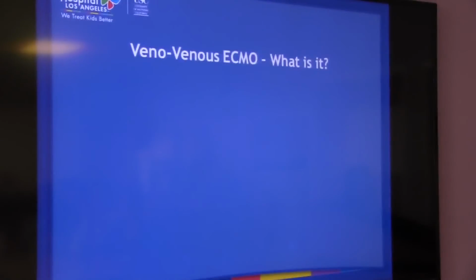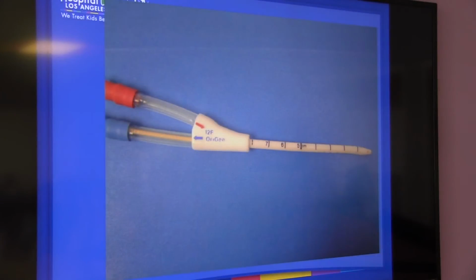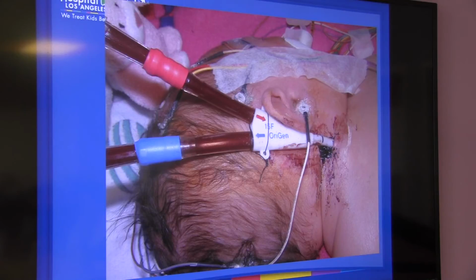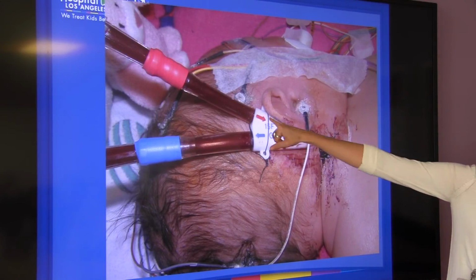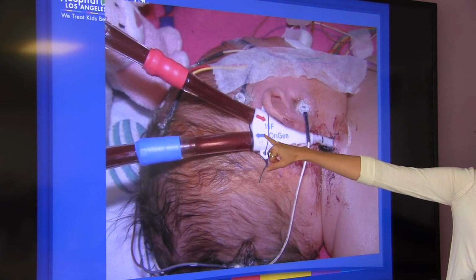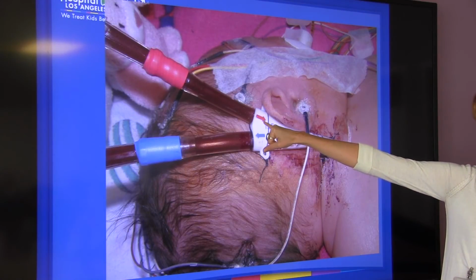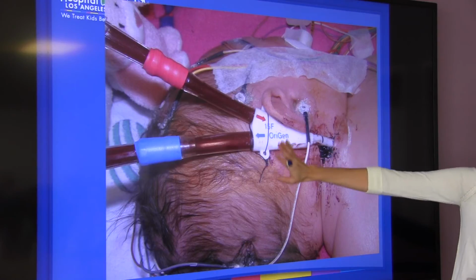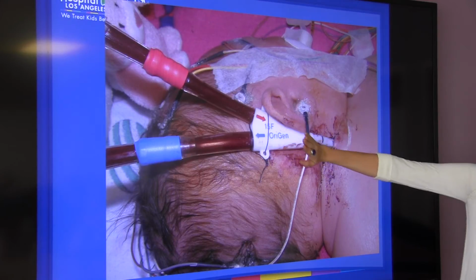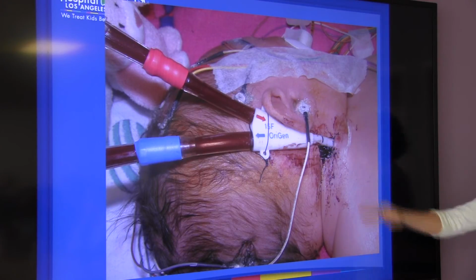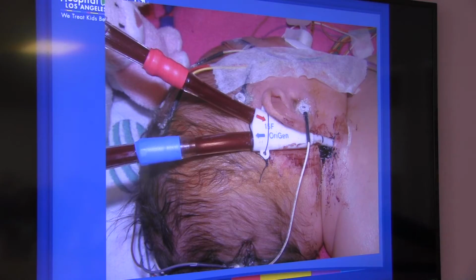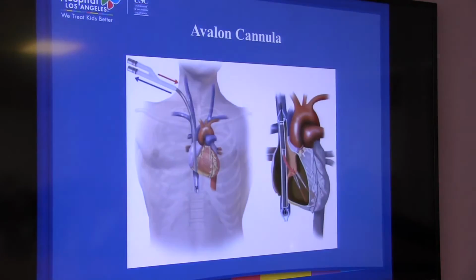Okay, so now VV. So what's VV ECMO? So we talked about this; all these slides are similar to the slides we talked about. There's a picture of a neck cannulation. This is the origin cannula, and you can see that it's well labeled, going back to the question about positioning: here's your inflow, here's your outflow, and it's positioned so that the inflow is medial and not lateral, so it's pointed at the tricuspid valve.